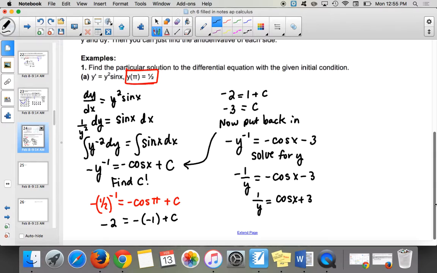Do you guys see how it's 1 over y? So if I want y by itself, I do the reciprocal of both sides. So I get y over 1, or y, is equal to 1 over cosine of x plus 3. That is our solution. But they want us to write it y equals secant of x plus 1/3. Nope, you can't do that because you can't break apart the cosine of x plus 3. If it was just 1 over cosine of x, yes, I would write it as secant, but since you have that plus 3, you can't change it.